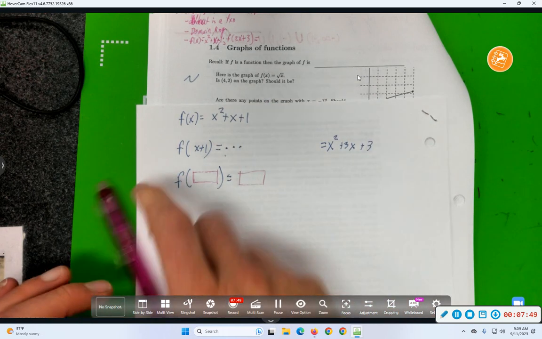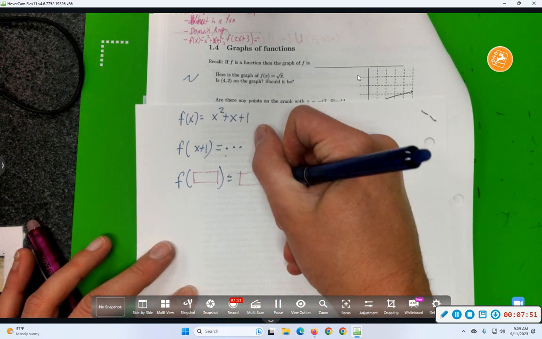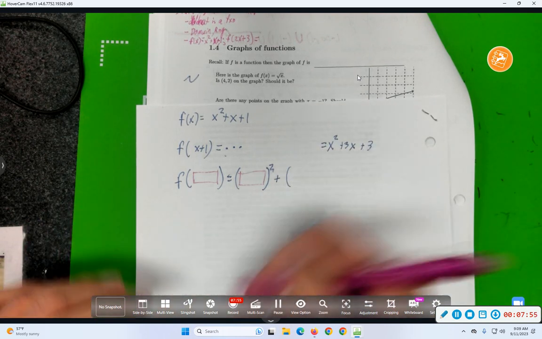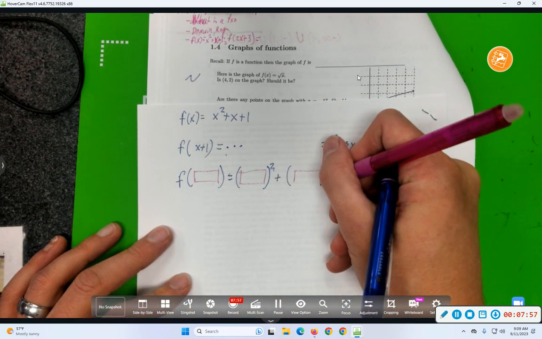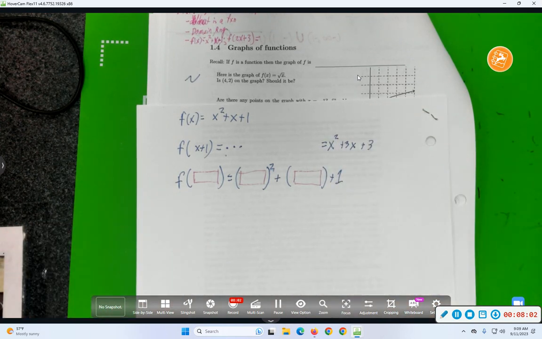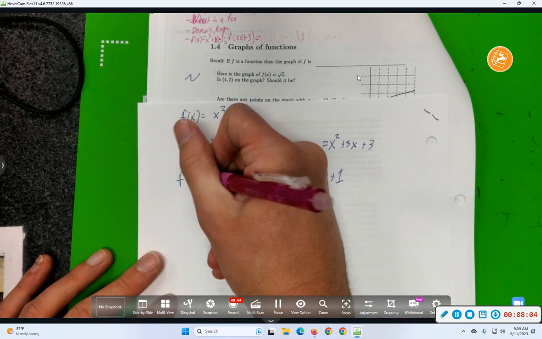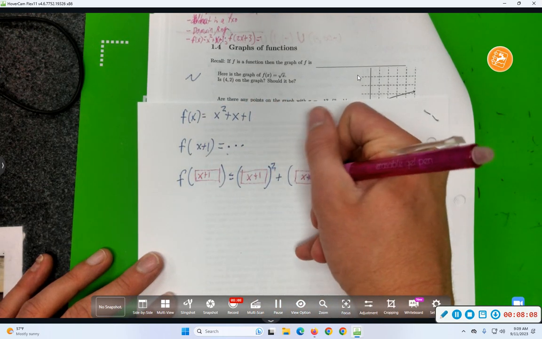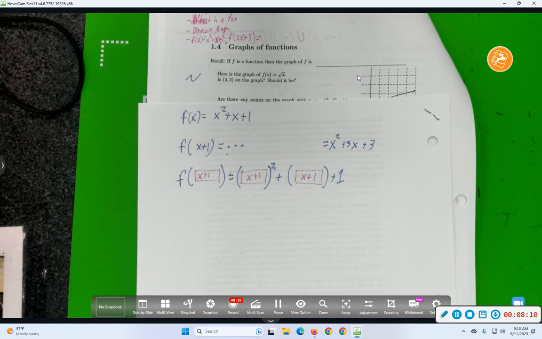So f of box is box squared. And in order to make sure I square all of it, I'll put some parentheses there. Plus box plus 1. And what do I want in the box? Well, it looks like I want x plus 1 in the box. So if you want to evaluate a function inside of a function, just replace all the inputs with whatever that is. And now expand, right?